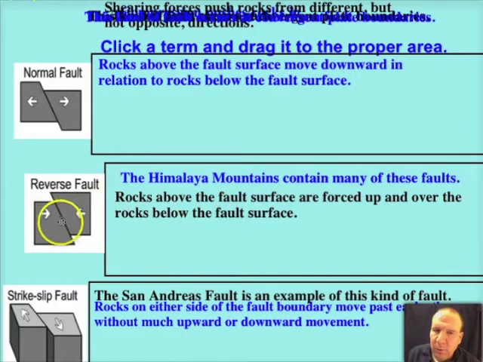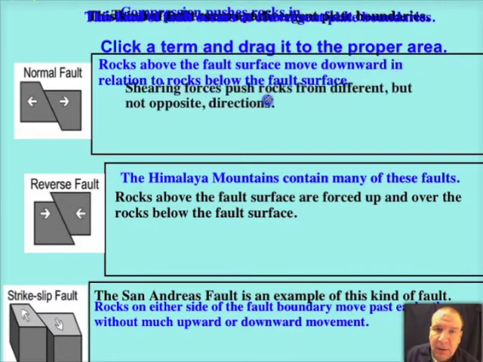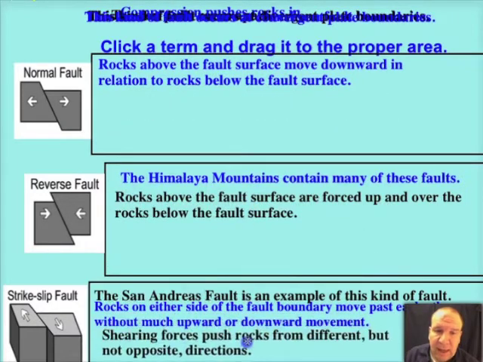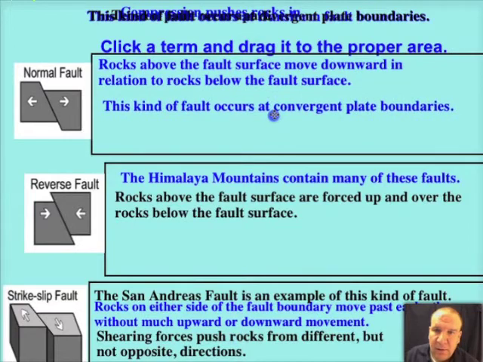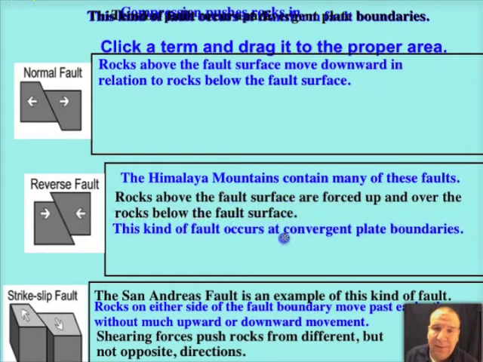So think about it. Look at the picture. One side of the fault gets forced up and over the rock. So just read it. Rocks above the fault surface are forced up and over. This is the only picture that shows that. So if you just read, you should be able to get this. A shearing force, if you said that is a strike-slip, you're right. This kind of fault occurs at convergent plate boundaries. Convergent plate boundaries are where plates come together. Excellent. So it's got to be the reverse fault.